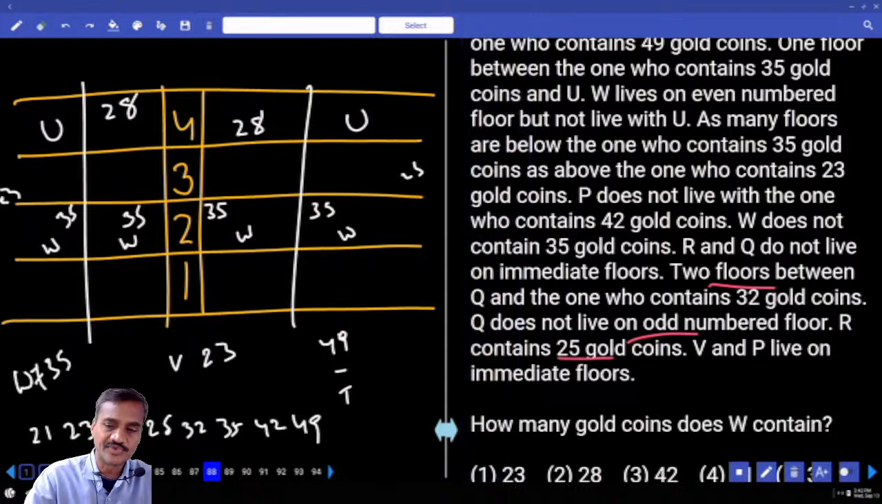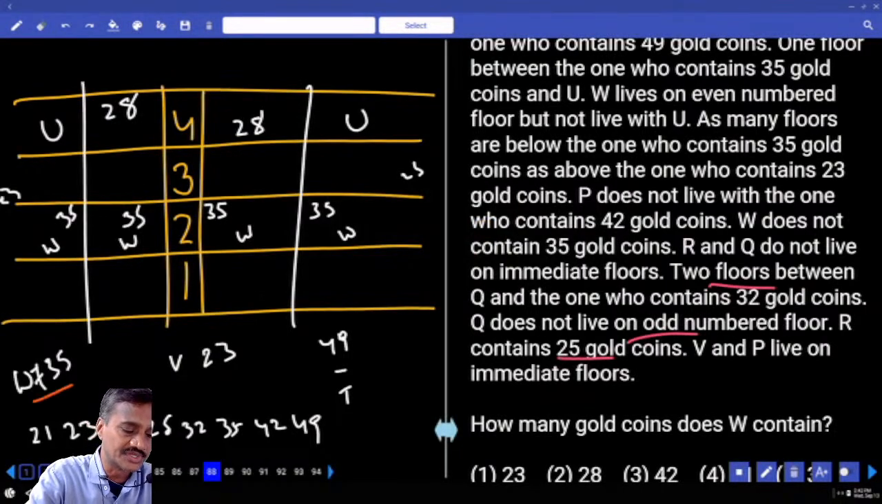R contains 25 gold coins, V and P live on immediate floors. Now V and P, V is living along with 23 and V and P are on immediate floors. I mean, they get the information.